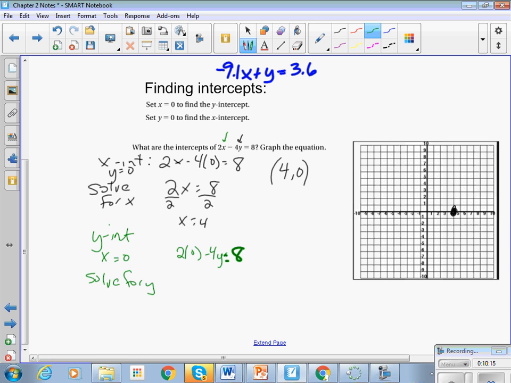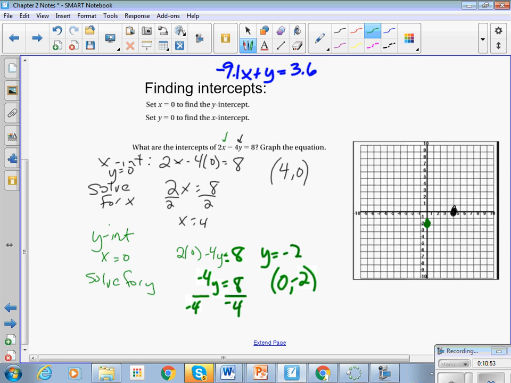Two times 0 is 0, and I'm left with negative 4y equals 8. To solve for y, I'm going to divide by negative 4, and I get y is equal to negative 2. 8 divided by negative 4 is negative 2. So my coordinate is x is 0, y is negative 2. So I'm going to go to my graph and graph (0, negative 2).